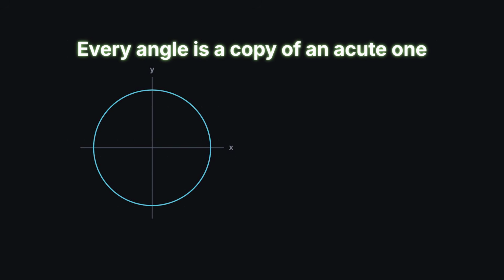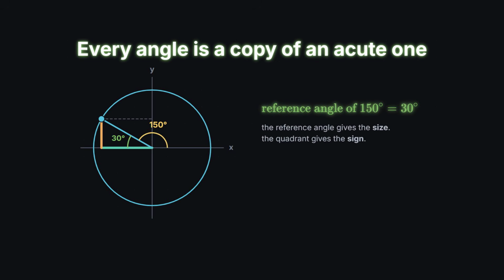Here is the second rule that stops being a rule. Take any angle, and look at the acute angle between its radius and the x-axis. That is called the reference angle. The point's coordinates are a copy of the reference angle's coordinates, with signs attached.